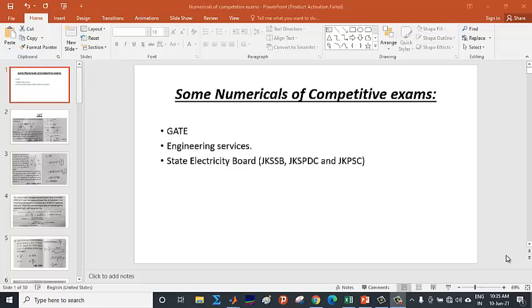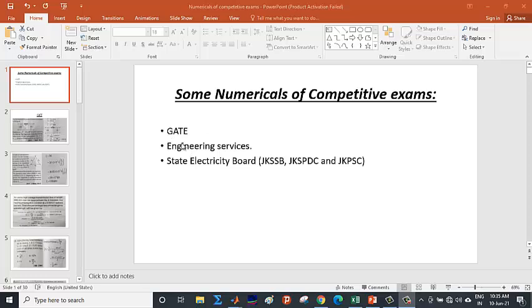In this lecture, we'll be discussing the different numericals which have already been asked in different competitive exams. Our focus will be mainly on the numericals asked in the GATE, Engineering Services, and our State Electricity Board, usually PDD, which usually conducts the exam through JKSSB. JKSPDC is actually an independent company, and JKPSC. PDD is also recruiting engineers through JKPSC.